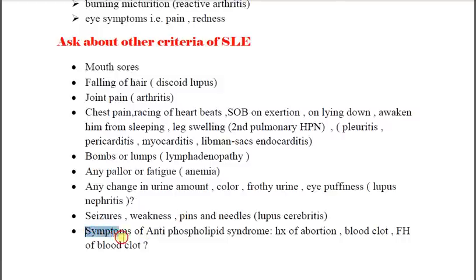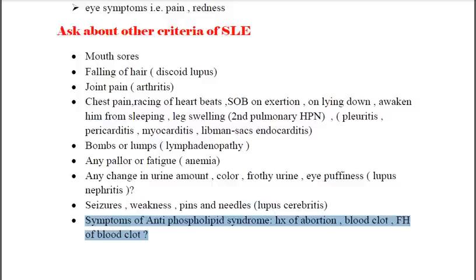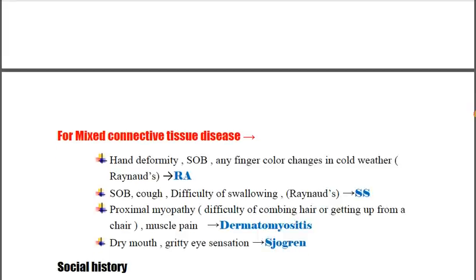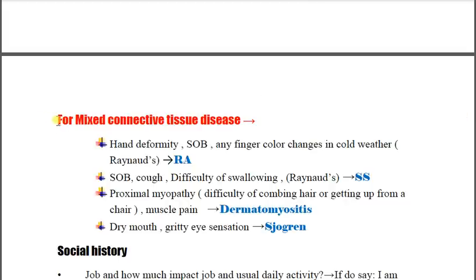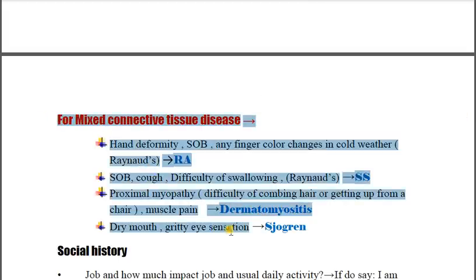SLE can be associated with antiphospholipid syndrome, so you can ask about any history of abortions, any history of blood clot, or family history of blood clot. Just these three questions are enough to ask about symptoms of antiphospholipid syndrome, which may be secondary to SLE. Like that, you asked about the criteria of SLE. After that, you have to ask about other mixed connective tissue diseases that may be involved with SLE. We know that SLE can be involved in overlap syndrome, which can come with rheumatoid arthritis.